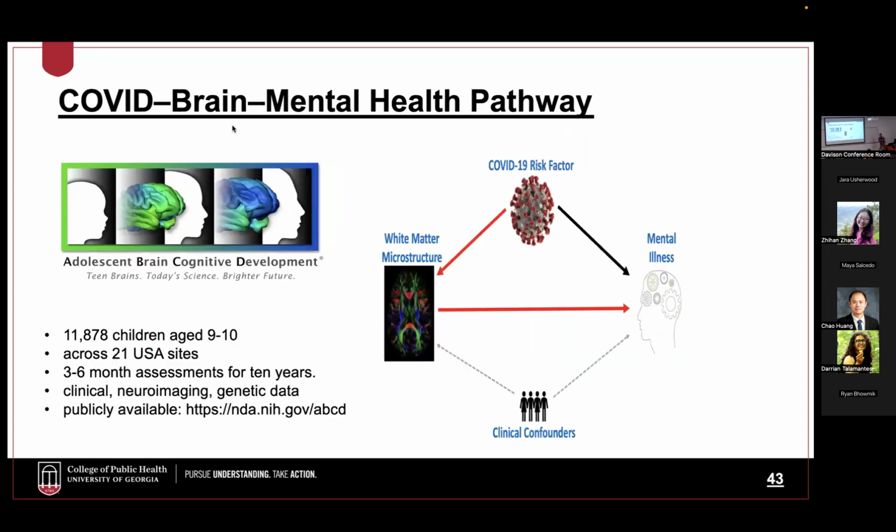The next part is about the COVID and brain mental health pathway. Recently we got a chance to access a data set called ABCD. It is very interesting because, first, this is a longitudinal data set, and the participants are between 8 and 12 years old. Since this is a longitudinal study, it started before the pandemic and is still going. So we have participant information before and after the pandemic, and some of them also had COVID-19 during this period.